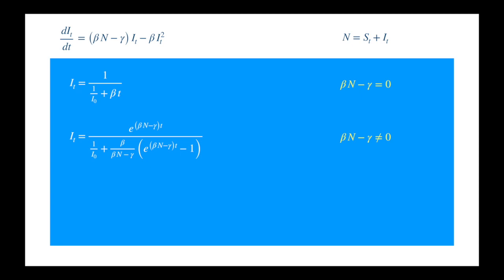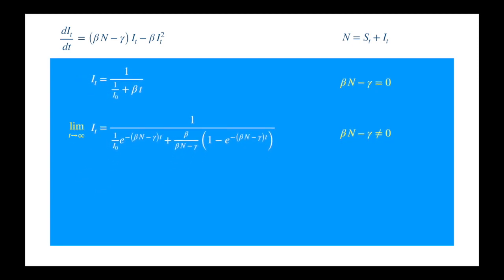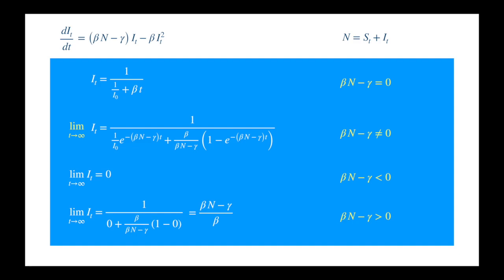Now let's see what happens as t goes to infinity. The behavior of the first equation is trivial. It goes to 0. For the second, shift the exponential term downstairs so that it's easy to take the limit. We again have two branches. If the condition is less than 0, then the limit goes to 0, so it's the same fate as the previous case. And if it is greater than 0, then as t goes to infinity, the exponential terms will go to 0, which we can simplify and simplify further.